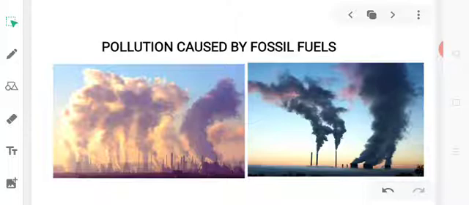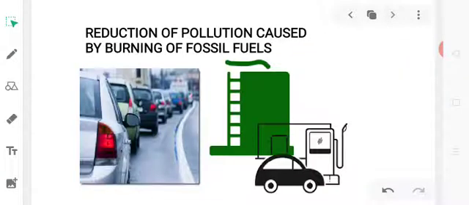The burning of fossil fuels also produces carbon monoxide gas, which is poisonous in nature. The burning of coal leaves behind a lot of ash. Tiny particles of ash, commonly known as fly ash, present in the atmosphere cause air pollution. So, reduction of pollution caused by burning of fossil fuels is very important.